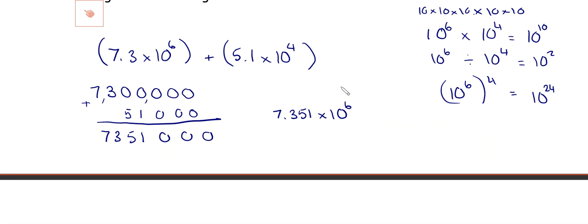One decimal place in 7.3 times 10 to the power 6, and 10 to the power of 4 is 2 exponents less than 10 to the power 6. You can just do 7.251 times 10 to the power 6. Yep, that's one way of interpreting it. Aaron?